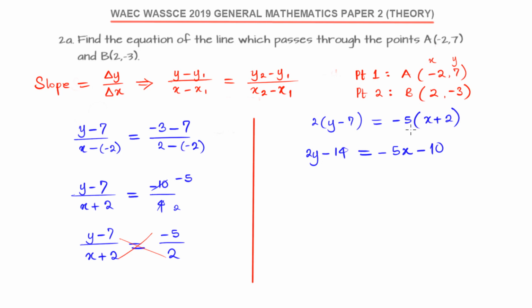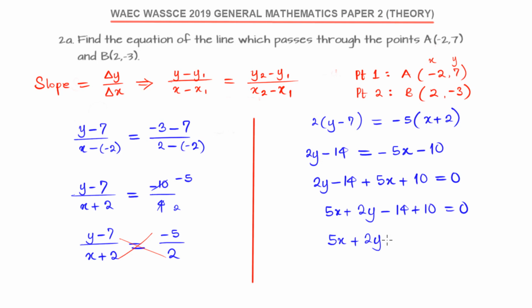Minus 10, not 10. Okay, so now if we just rearrange, this will give us 2y minus 14. When minus 5x moves to the left-hand side, that becomes plus 5x. And when minus 10 moves to the left-hand side, that becomes plus 10. So all we just need to do is to rewrite this in the order we like. So like here, I can say it's 5x plus 2y minus 14 plus 10. Minus 14 plus 10 is minus 4. So this is the equation of the line we're asked to find.